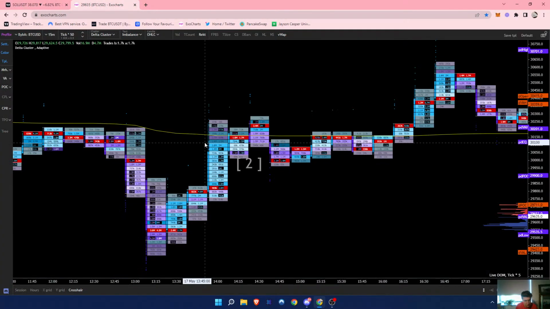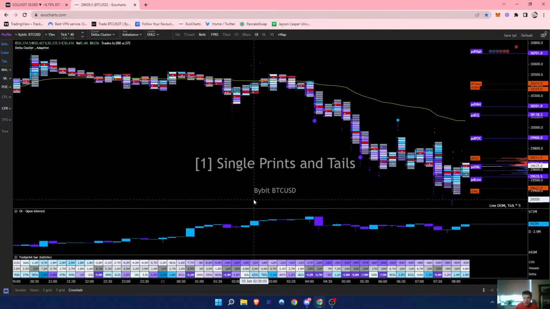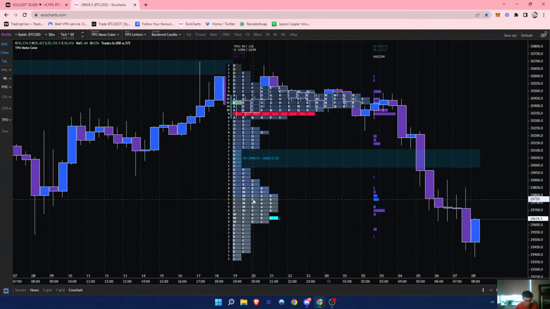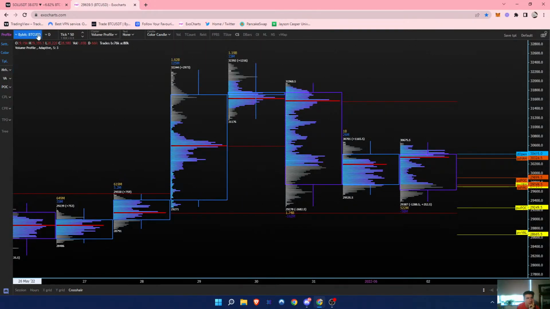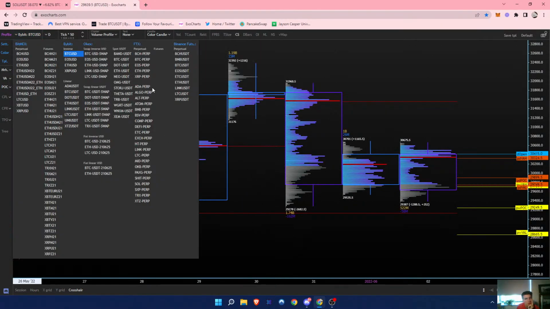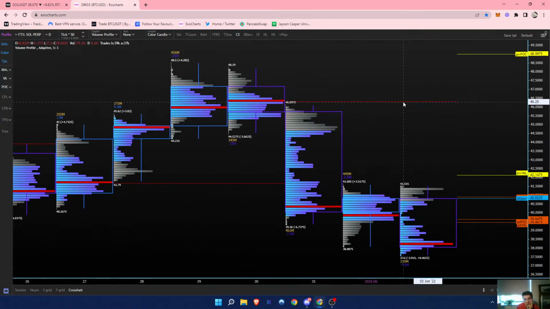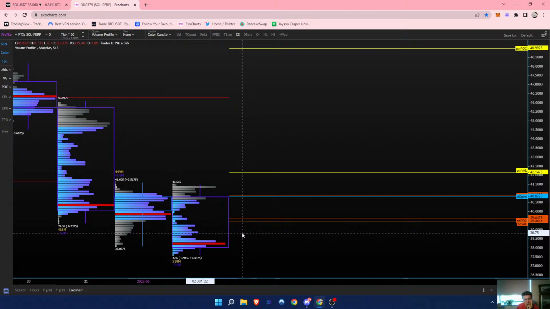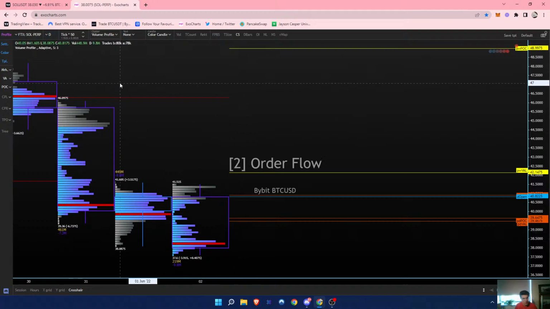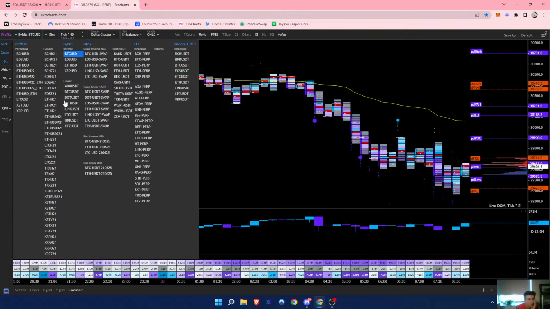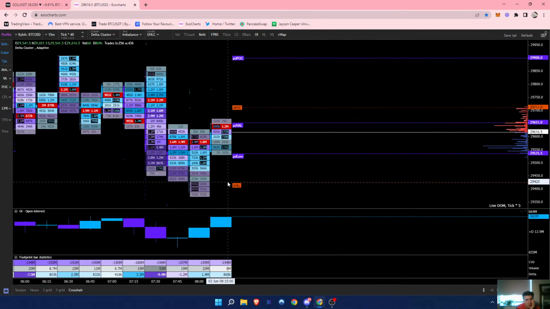Let's see if we have any naked daily opponent controls on Solana. Oh yeah, so we still have that one up there. I'll take a look at Solana order flow. Actually, just peeking at Bitcoin order flow.